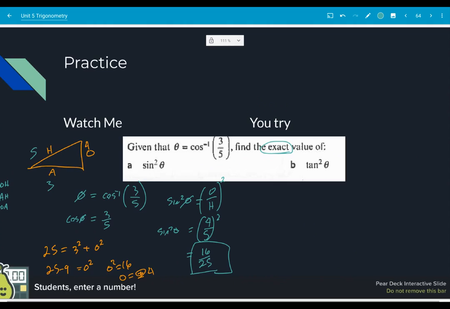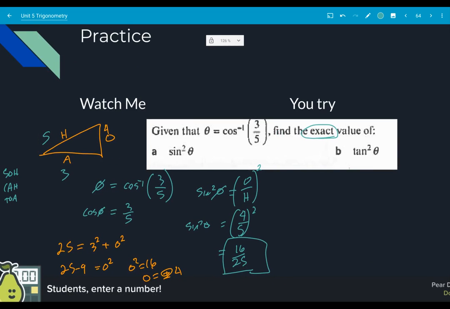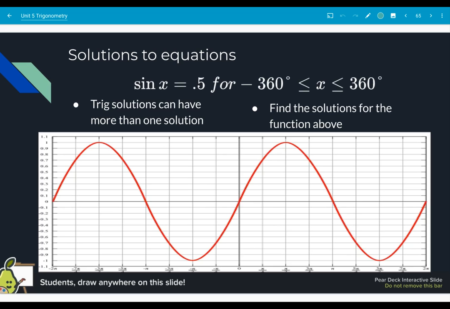So that's A. Now let's look at B. B is tangent, so it's opposite over adjacent. So tan squared theta is 4 over 3 squared, so 16 over 9. There you go.